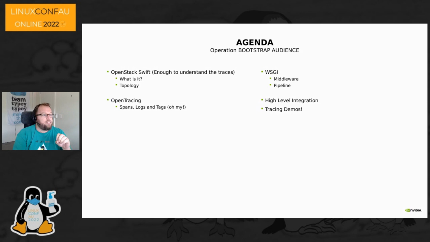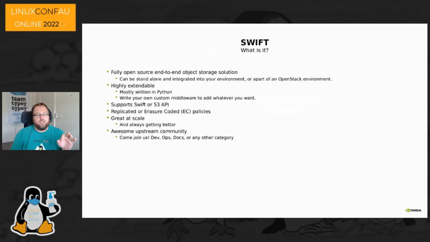So let's start with, what is Swift? It's a fully open source end-to-end object storage solution. It can be standalone and integrated into your environment, which is what we do at NVIDIA, or a part of the rest of the OpenStack ecosystem. It's highly extendable. It's mostly written in Python, so it's very extendable, but that's not the only reason why it's extendable. We'll get to more on that a little bit later as we look at how traces work.